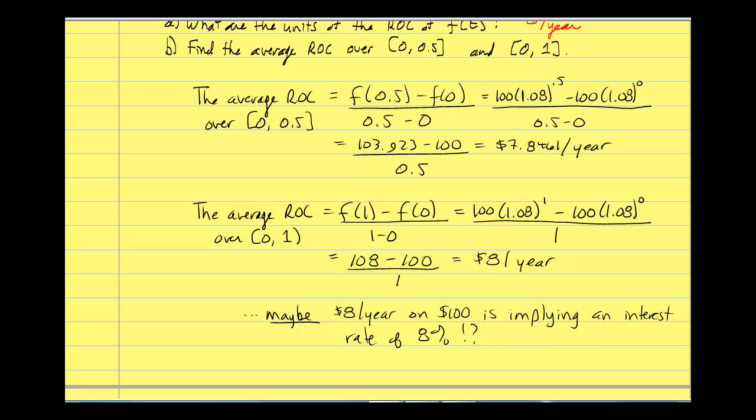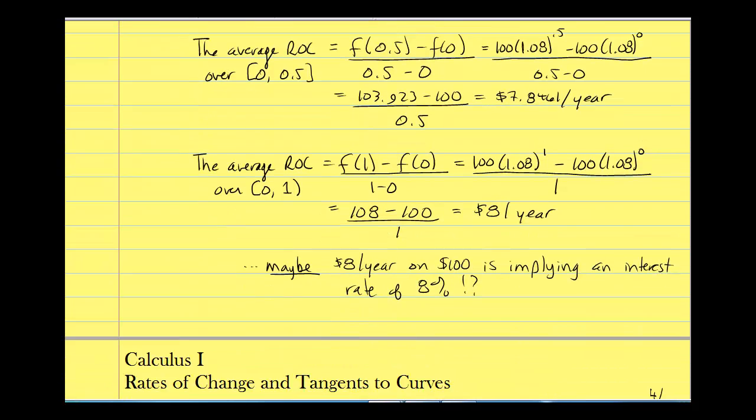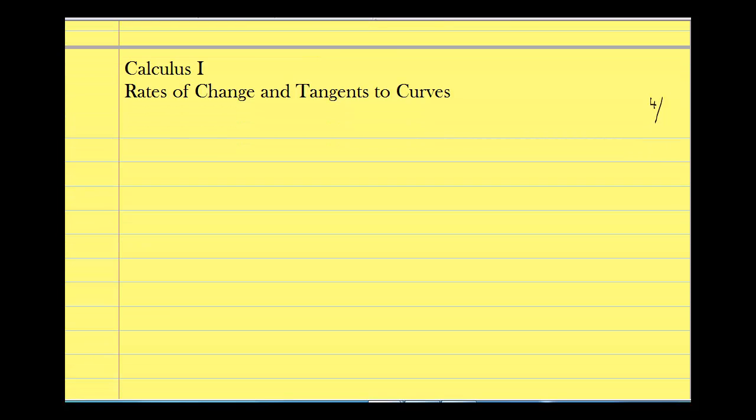Well, I want to continue on with the same example. So same example, we're going to be looking at part C here. I would like to estimate the instantaneous rate of change at t equals 0.5 years. So I don't want to know what's going on between 0 and 0.5. I want to know what's going on at exactly 0.5 years.